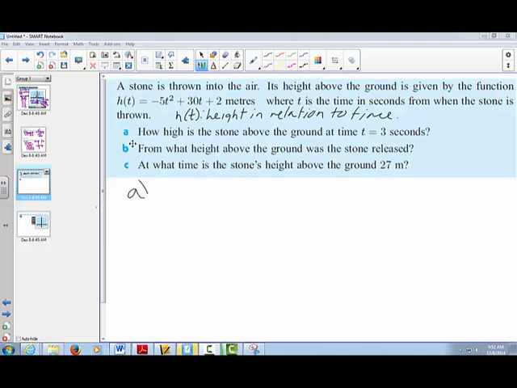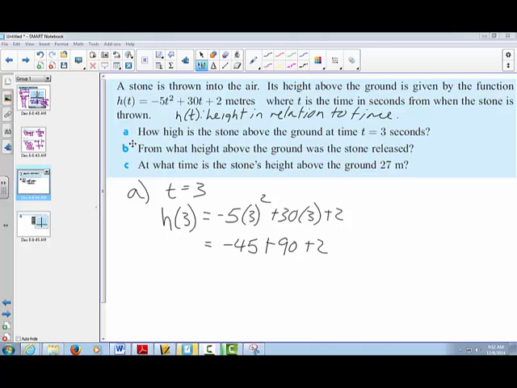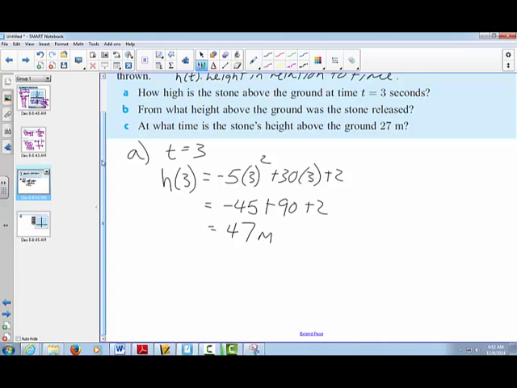So, part A, all we're doing is we're saying t equals 3. So, height when time is 3 is equal to negative 5 times 3 squared plus 30 times 3 plus 2, equals negative 45 plus 90 plus 2. So 47. More importantly, height is a measure in meters. So that's it for part A. Nice, easy, basic problem so far.